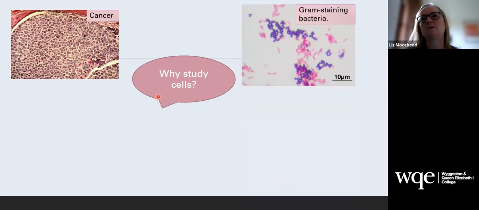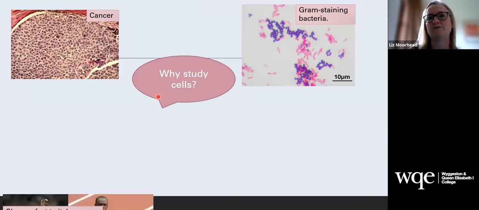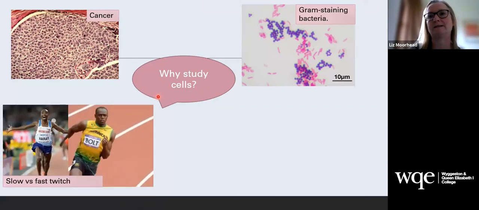One of the things that you'll look at is gram staining of cells. Gram staining is a method that we use to identify different types of bacteria, and then from that we can identify which of those bacteria will be susceptible to penicillin, so we can treat diseases that are caused by bacteria.